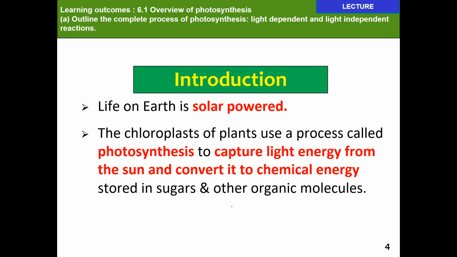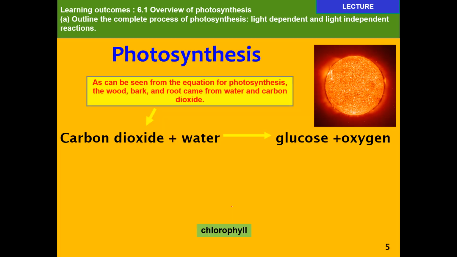Life on Earth is solar powered. The chloroplast of plants use a process called photosynthesis to capture light energy from the sun and convert it to chemical energy stored in sugars and other organic molecules such as lipid and protein. Photosynthesis is the process where carbon dioxide and water are converted to glucose and oxygen in the presence of sunlight.